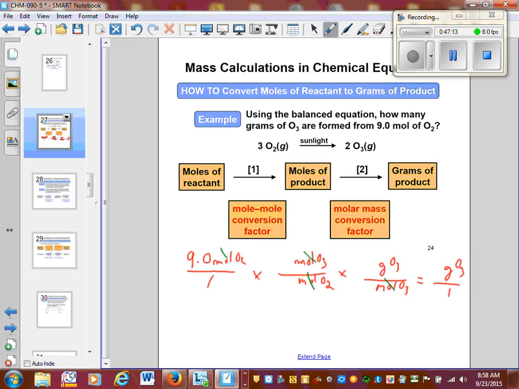When we go from moles of O3 to grams of O3, we're going from moles of B to grams of B. What does it say to do? It's written right there. Read it. By what? Molar mass. So 1 mole of O3 is how many grams? Oxygen 16. 16 times 3 is 48. We got it all done now. It's just plug and chug.